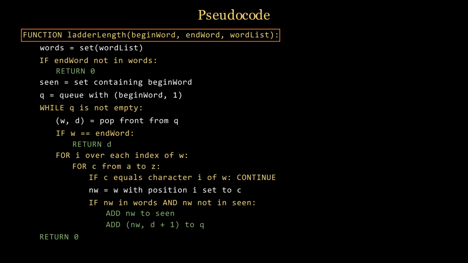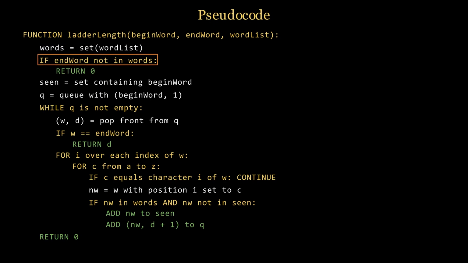Pseudocode for word ladder. Function ladder length takes begin word, end word, and word list. Put all list words in a hash set for fast lookup. If end word is missing from that set, no valid ladder can end there. Return 0. Start seen with begin word only.